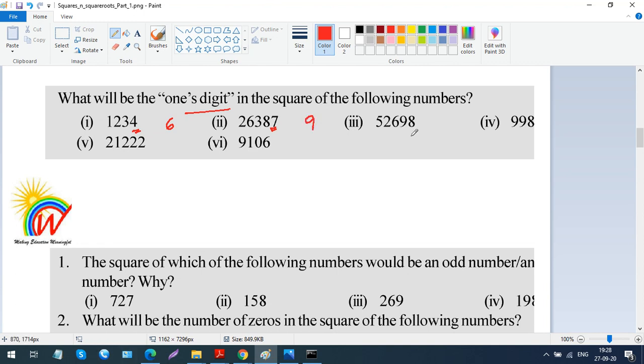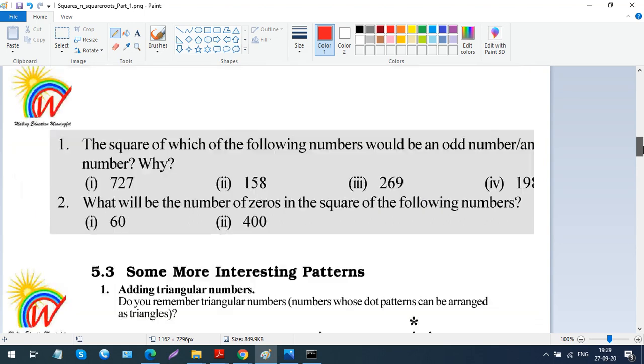Here it is 8, which is 64, so you will have a 4 in the units place. And 998 is going to give you a 4 in the units place again, correct? Because 8 8s are 64. Then this is having a 2 over here. So 2 square is 4 in the units place. Here this is 6. 6 square is 36, which is 6 in the units place. Understood?